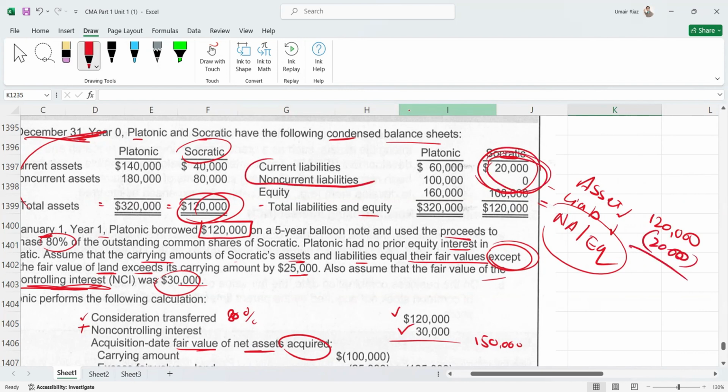By the way, equity is how much? Net asset is 100,000. So it is given here, right, guys? So equity is given. So why am I doing assets minus liability? Because I ultimately need equity. Equity value is given. So this is my net asset.